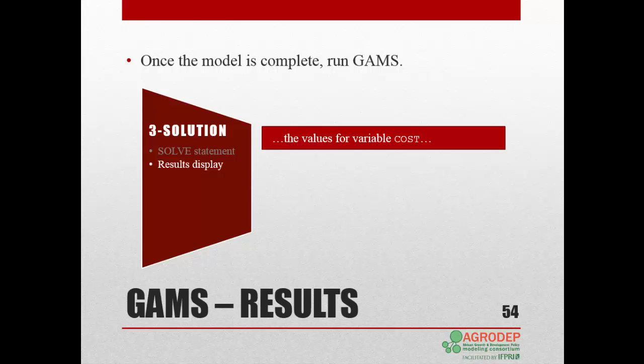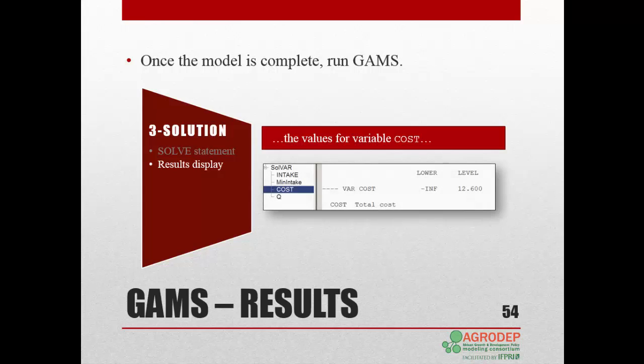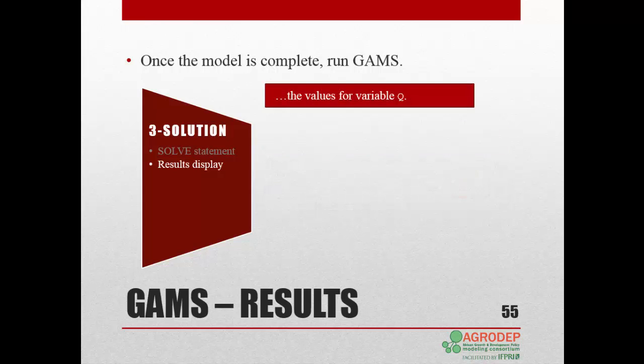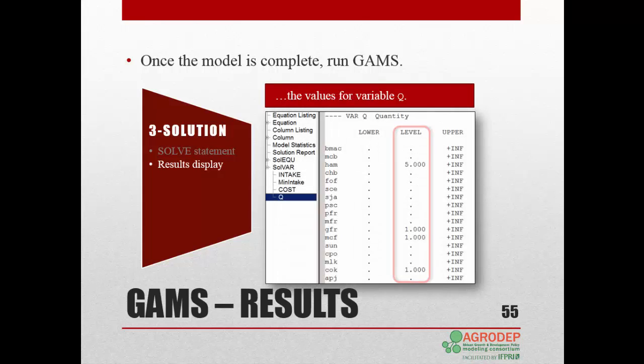Next, double-click on the variable cost. The total cost for this meal is $12.60. The next variable is Q, the quantity of each item consumed. The meal will include 5 hamburgers as a main course, 1 large fries as a side, 1 McFlurry as a dessert, and 1 Coke as a beverage. This combination will minimize total expenditure while fulfilling the minimum daily requirements of nutrients.